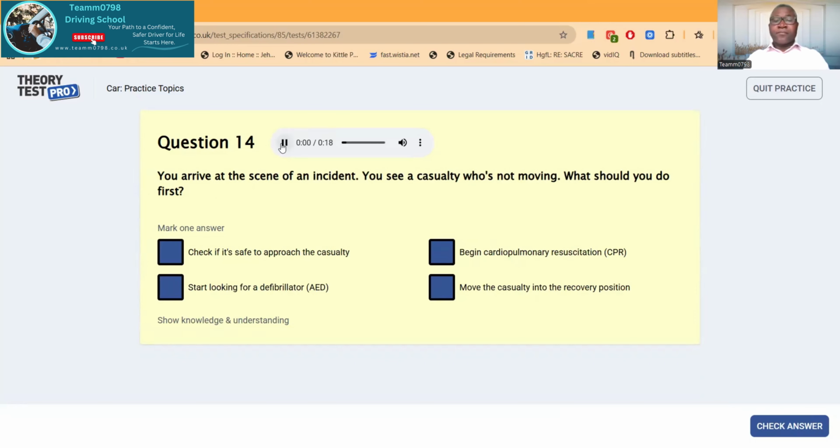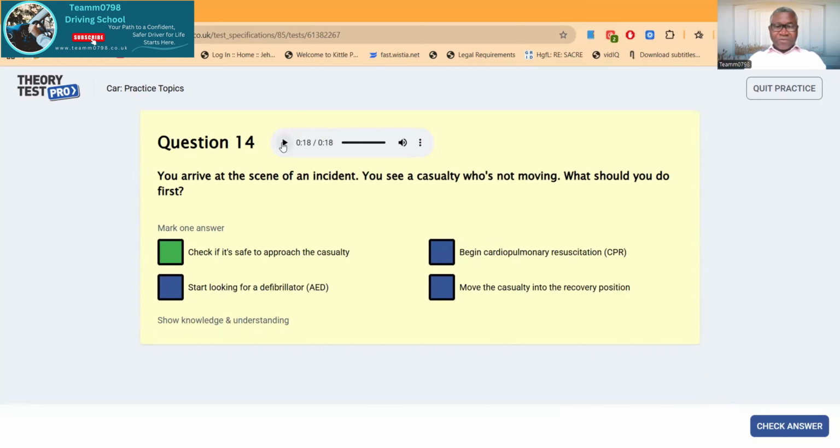You arrive at the scene of an incident. You see a casualty who's not moving. What should you do first? Check if it's safe to approach the casualty. Begin cardiopulmonary resuscitation, CPR. Start looking for a defibrillator, AED. Move the casualty into the recovery position.